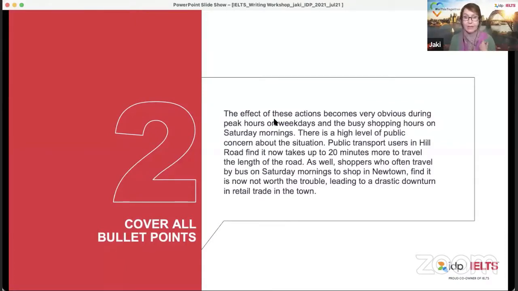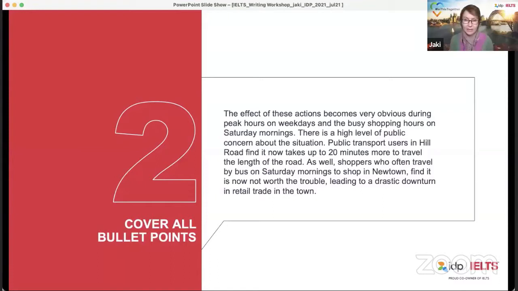The effect becomes very obvious during peak hours and busy shopping hours. Public transport users find it takes 20 minutes more to travel. Can you see the linker? As well. Shoppers who travel by bus find it's not worth the trouble, leading to a drastic downturn in retail trade. Now, remember that vocab is another thing the examiner is looking at.